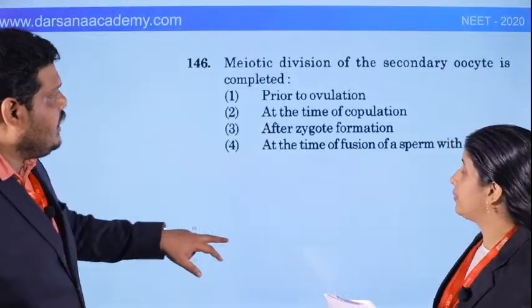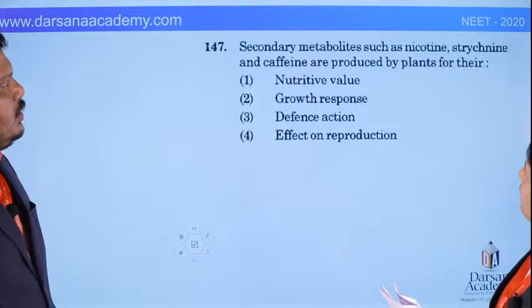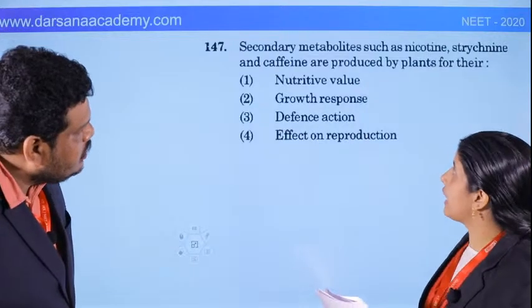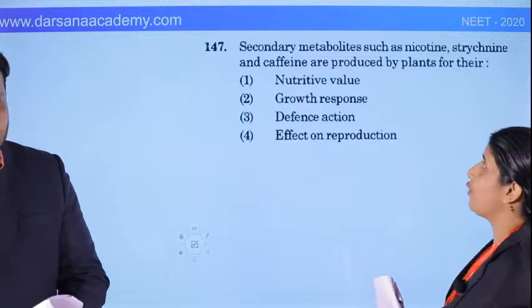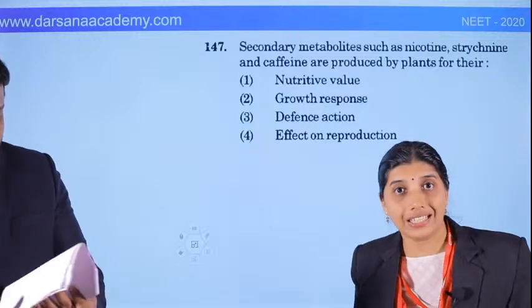Okay, so move on to the next one. And what about question number 147? Secondary metabolites such as nicotine, strychnine, and caffeine are produced by plants. We can see that is in biomolecules.